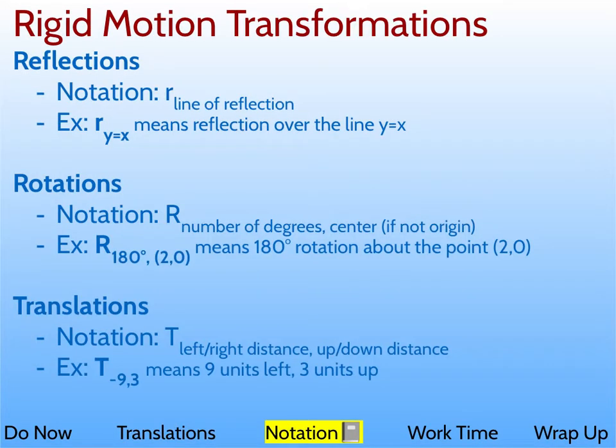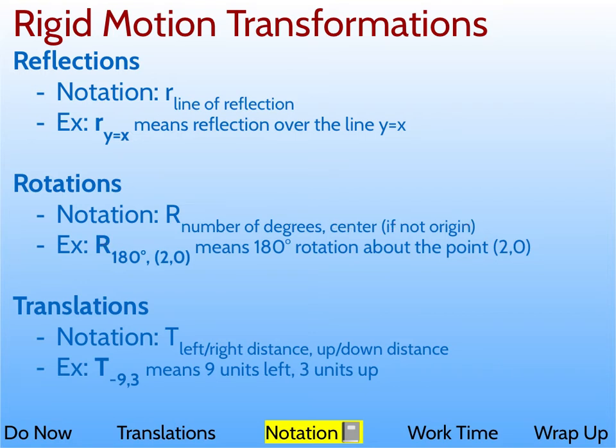Just wanted to take this opportunity to remind you guys about the notation for these things. We're going to look at the rigid motions specifically. We'll save dilations for later, but reflections, rotations, and translations. Reflections are a lowercase r, and then in subscript below you have the line of reflection. So right here, if this says lowercase r and then below it y equals x, that's a reflection over the line y equals x. Rotations are capital R's, and they have the number of degrees, and then the center, if it's not the origin. If the center is the origin, which is probably the most common one you guys are going to see, then you just won't even see a point.